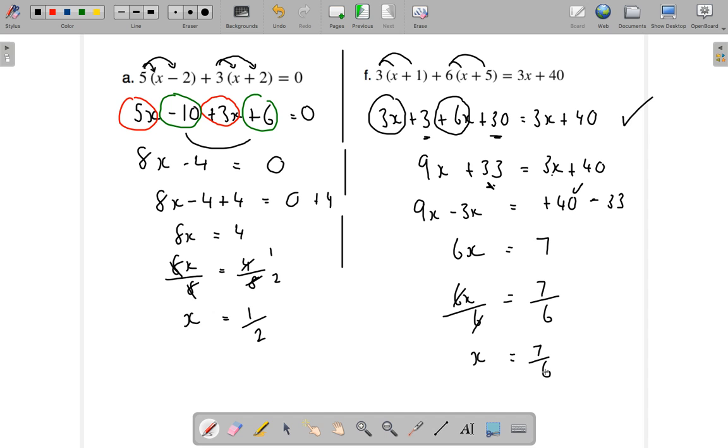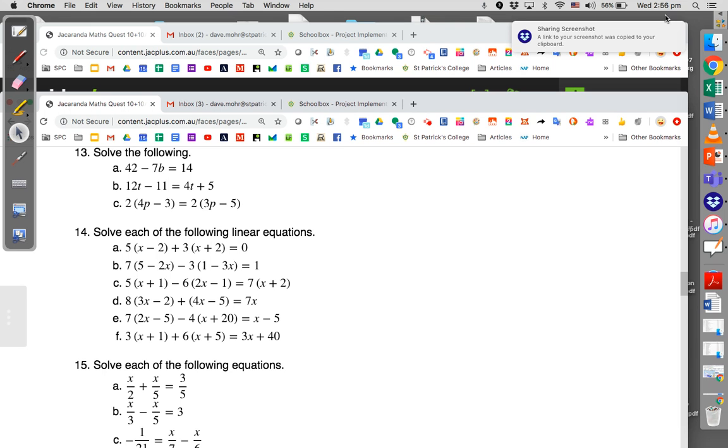So there's a couple of harder questions on equations from our review section. Hope that's of assistance.